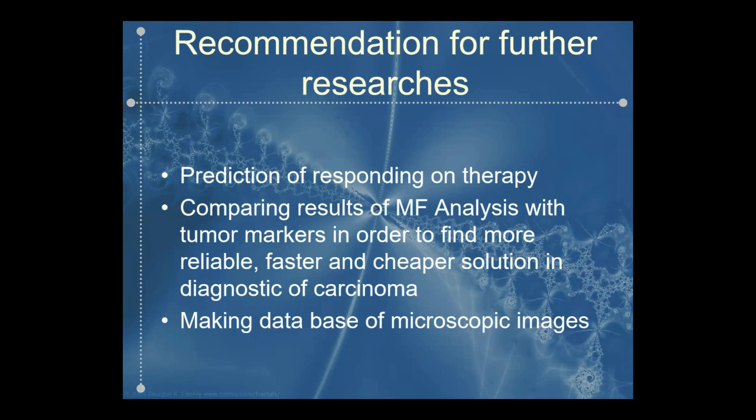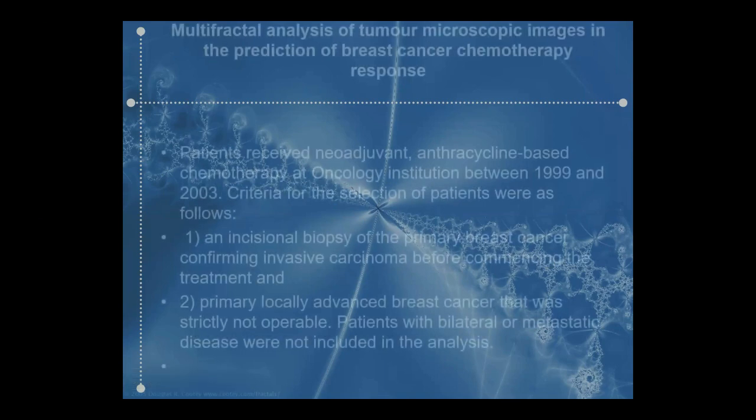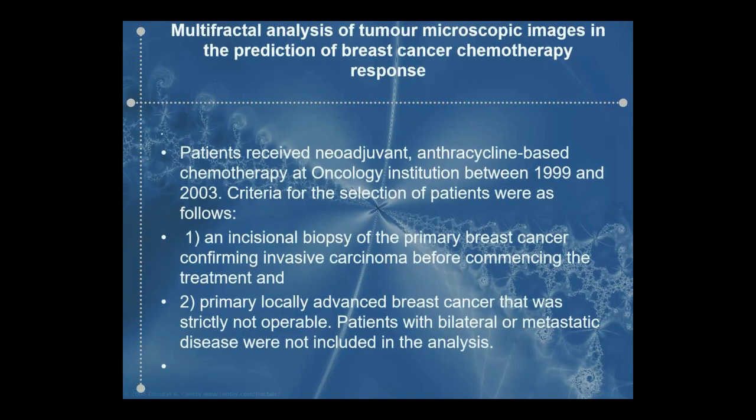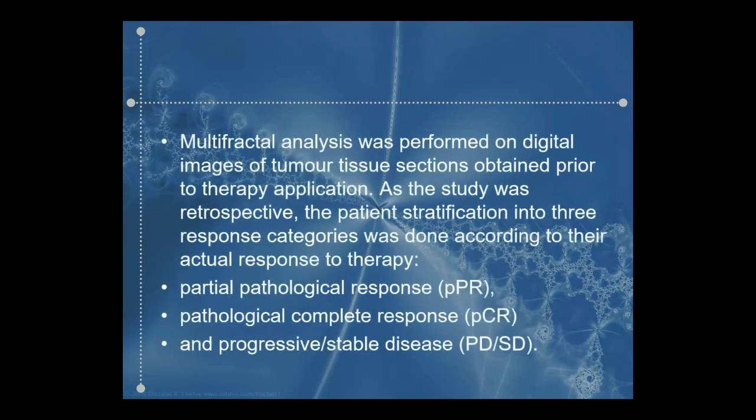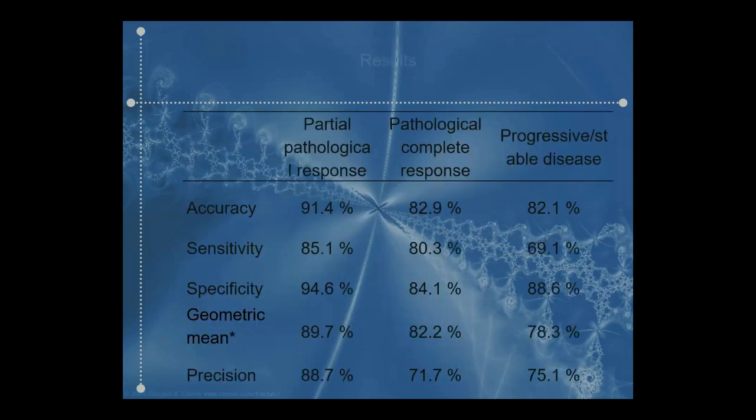You will see it was over 91% accuracy. We had, again, 3 groups: partial pathological response, complete response, and unfortunately, progressive disease. And these were results. For partial, it was really good, accuracy over 91, 91.4. And the other 2 were very good.